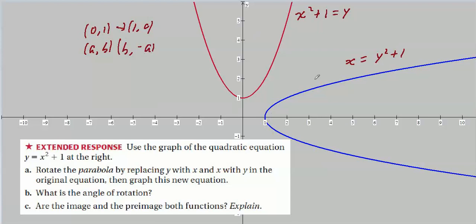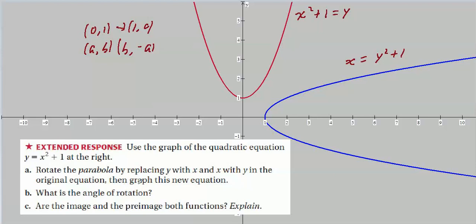Counterclockwise is what we call positive. So going from the red to here, that's 270 degrees. Or you could say going from here to here is 90 degrees. Or going from the red to blue, that's minus 90 degrees. And that was the question down here. What is the angle of rotation?